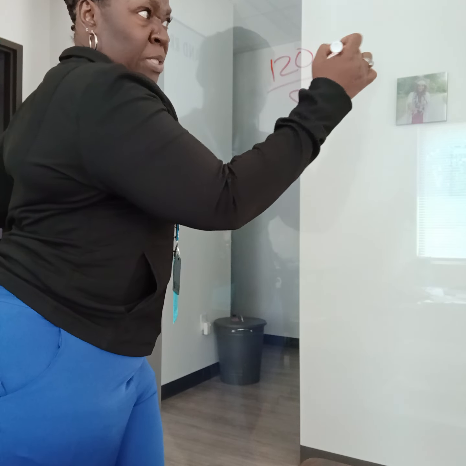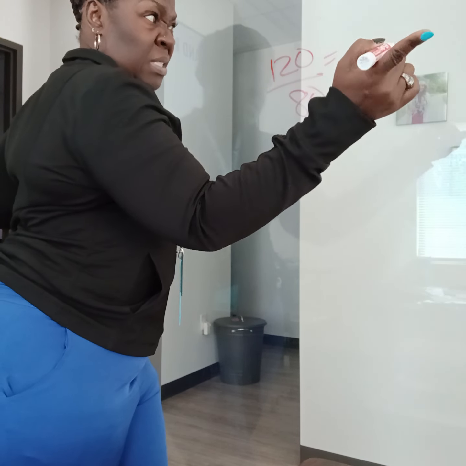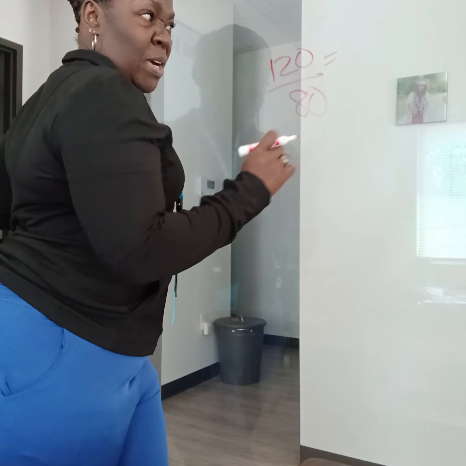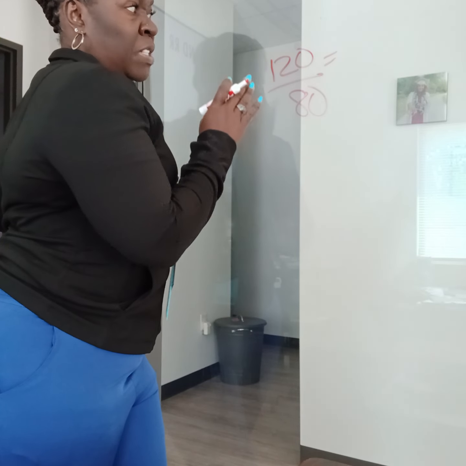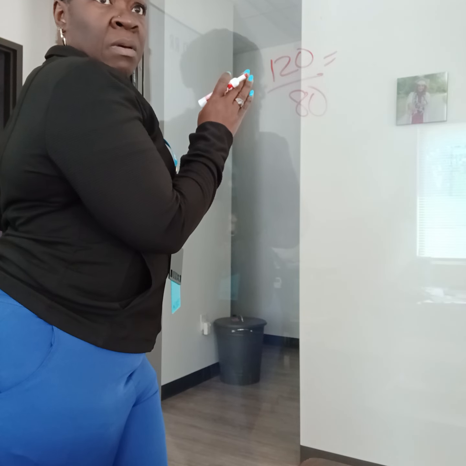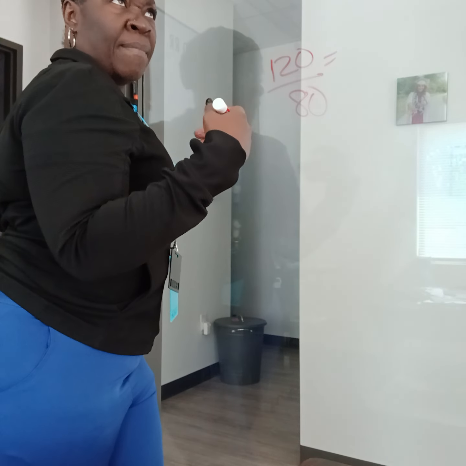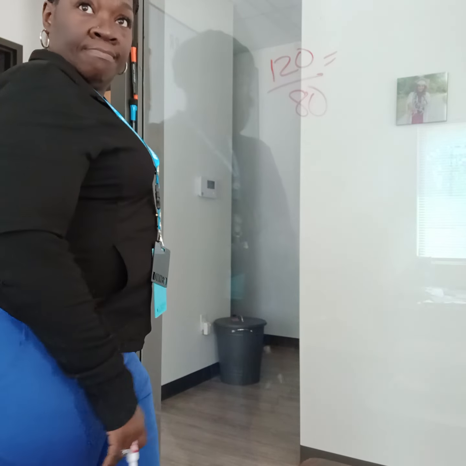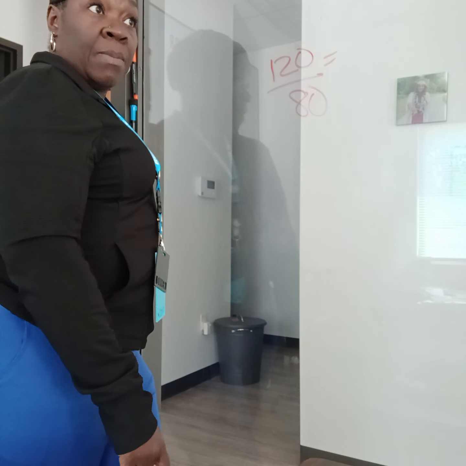The top number represents what? Systolic. The bottom number represents what? Diastolic. So if the normal blood pressure for an average adult is 120, do I have a history of high blood pressure? Yes. I have a history of high blood pressure.